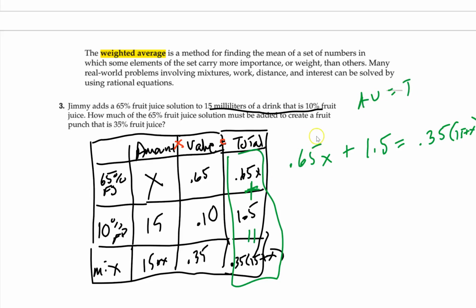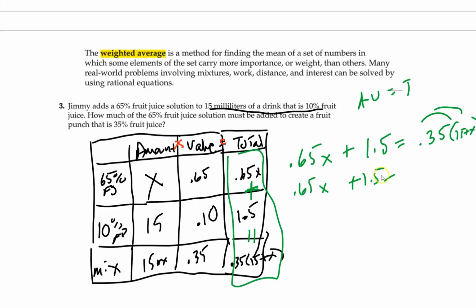What's the amount of 65% fruit juice we have? We don't know. And then in this case, what's the amount of 10% fruit juice we have? 10% times 15 milliliters. That came out terrible. I'm sorry, guys. And then our mixture is going to be this plus that, which is x plus 15 times its value. And then from here, it's just a math problem with ugly decimals, but it's still just a math problem.